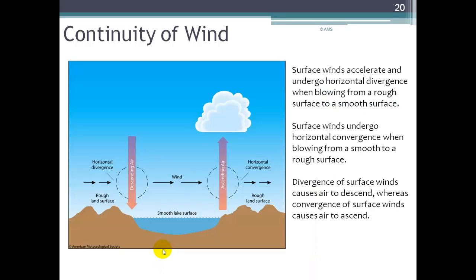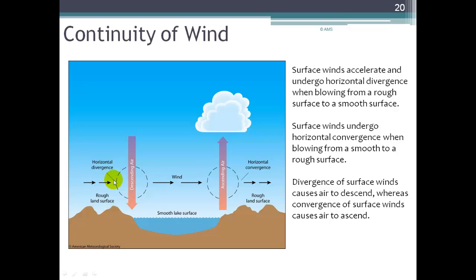We can also talk about the continuity of wind with respect to different surfaces that the wind is going to encounter. So here we have a rough land surface and then a smoother water surface. In general, water is much smoother. It presents less friction than the land does. And so if the primary wind flow is in the direction that you see here, from the left of the picture to the right, we have a lot of friction encountered by the wind. And then as soon as it meets this smoother surface, we have the wind speeding up.